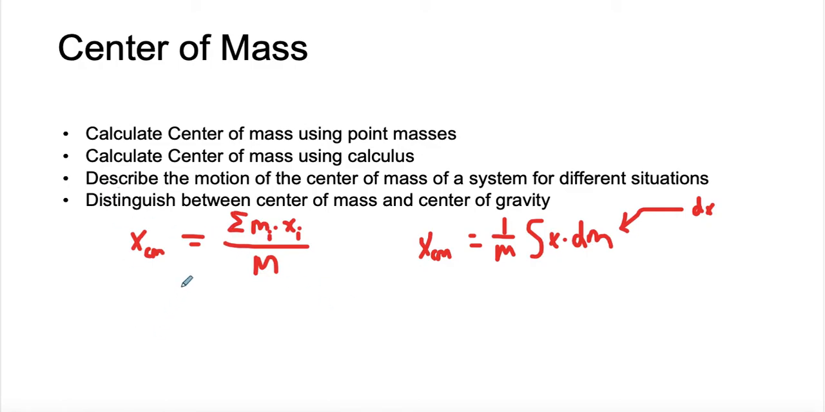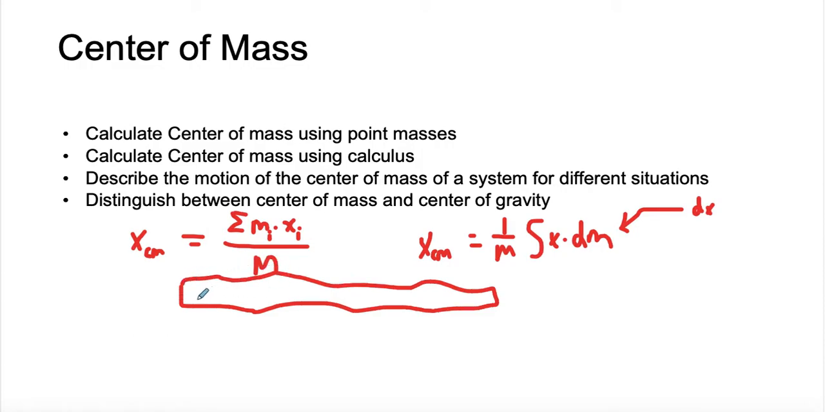So for example, if you had a meter stick like this, and you needed to find the center of mass of this, and you had particles, something right at 10 centimeters, something at 50 centimeters, and something at 100 centimeters, you would do the position times the mass of the first one, plus the position times the mass of the second one, plus the position times the mass of the third one, divided by the total mass of the system to get the center of mass.